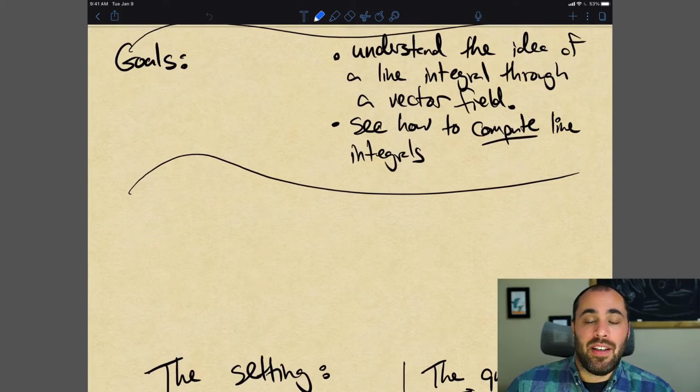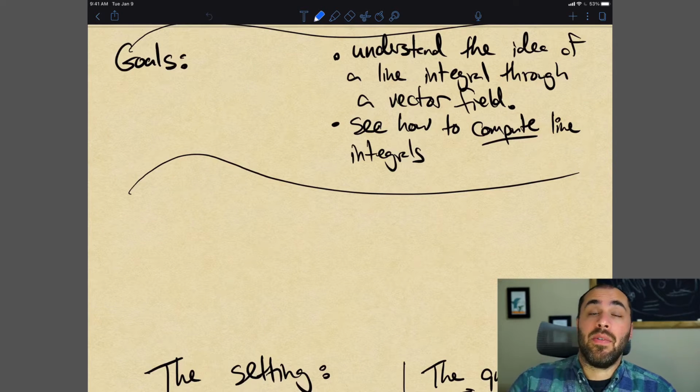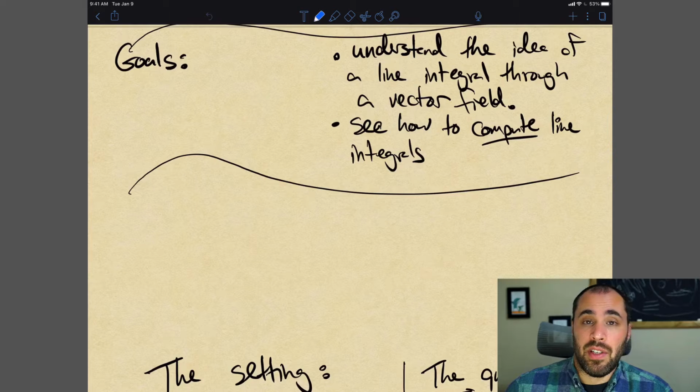Hey folks, in this video we'll talk about a new type of integral, a line or a path integral. So here are some of the goals I have set out for you for this video, and let's check it out.